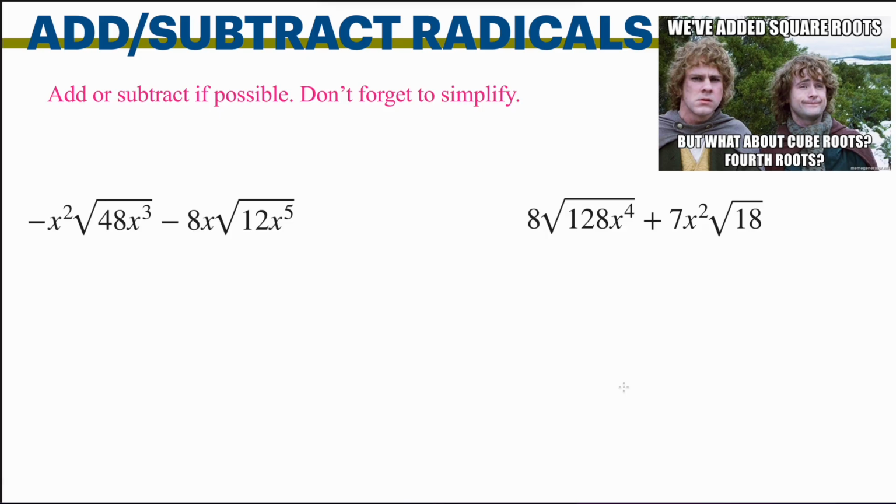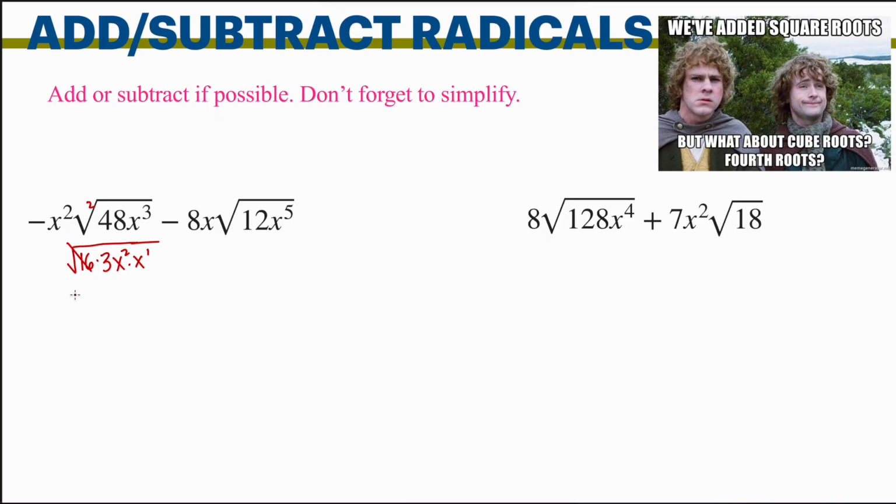So in this case, if you'd like to pause the video, attempt these and then hit resume to see the answer. So the first thing we're going to have to do is we're going to have to simplify the inside. The square root of 48 is 16 times 3. And then x cubed, since this is a square root, 2 goes into 3. Okay, you can break it up into x squared and 1 if you want to, because 2 plus 1 is 3. And I broke it up.